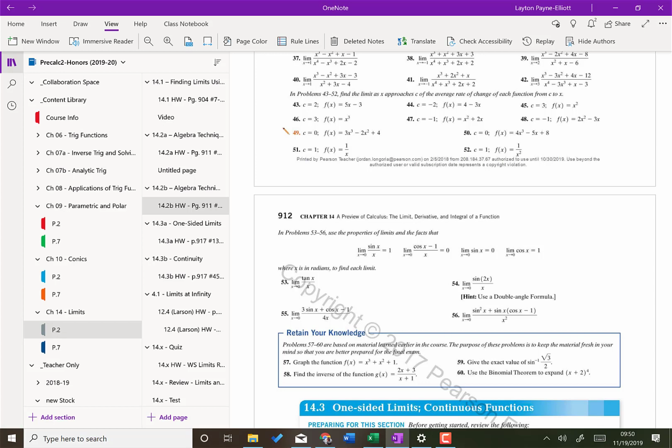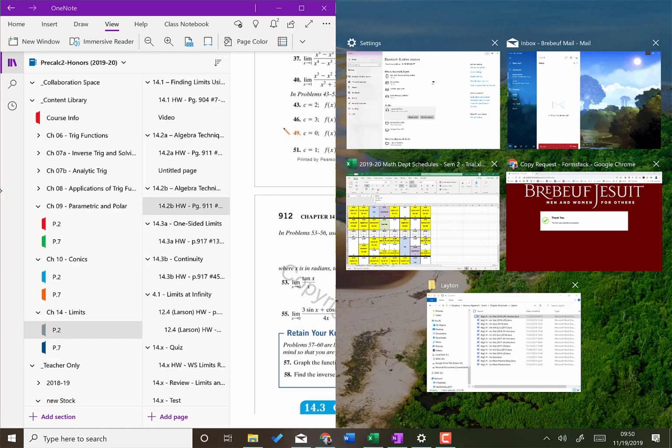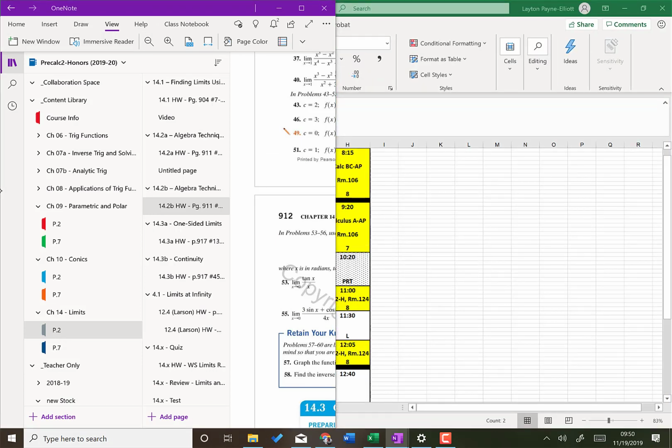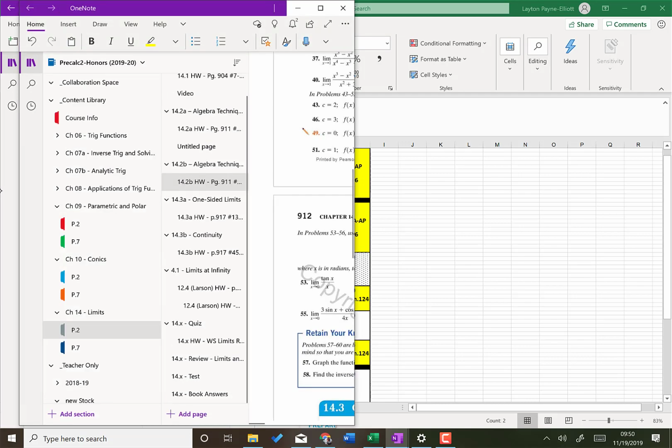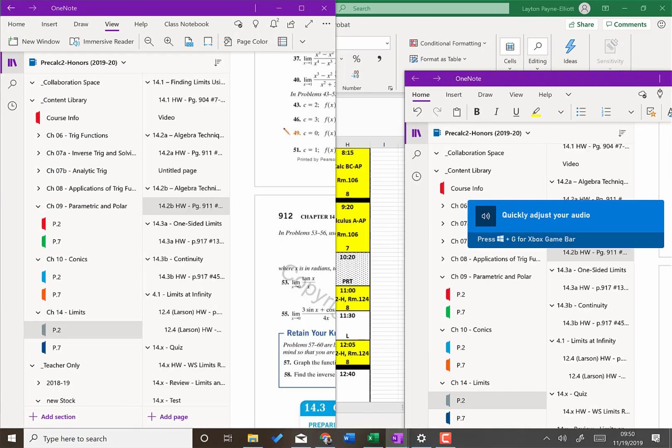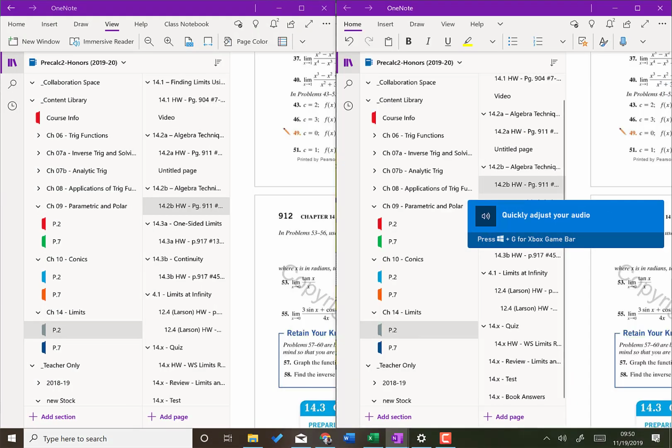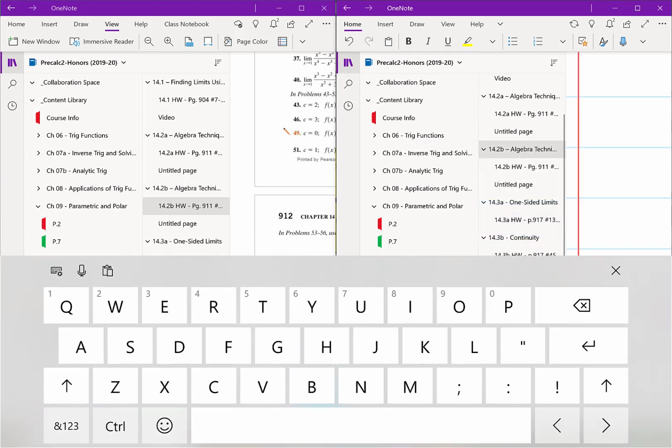So let's do 43. So I'll split screen this and kind of talk about 43 here. It's okay. You can copy them down in your notes, and then we'll do 40. Just start with 44. It'll be fine. Some of you guys are so compulsive.